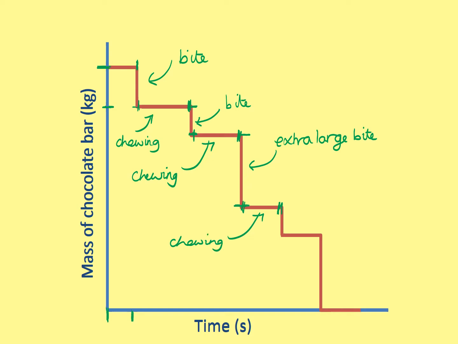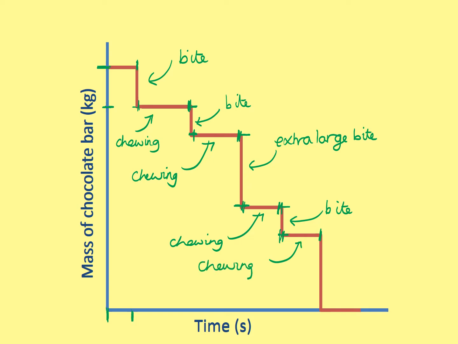And here we have another change in mass. This must be a kind of regular size bite. That's a similar size bite to the ones we've had before. So a normal bite. And then a bit more chewing here where the mass doesn't change, but time is still going on.